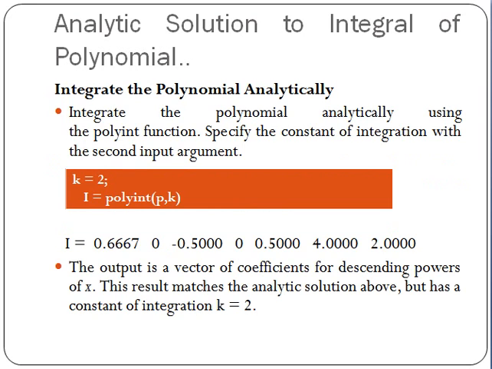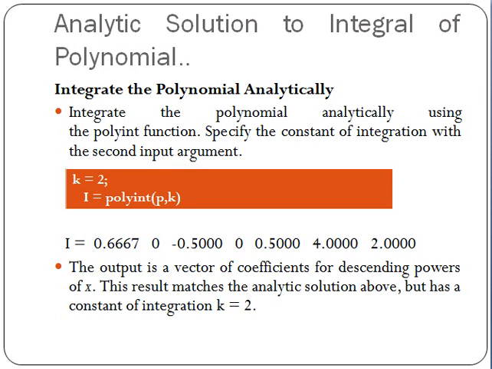Now the third part was to integrate the polynomial. For integrating the polynomial analytically, we use the polyint function. It specifies the constant of integration with the second input argument, that is, we have taken k equal to 2 as the second argument, and I equal to polyint of p comma k, where k is the integration constant, and here we get the output as I equal to 0.66, 0, -0.5, 0.5, 4 and 2.